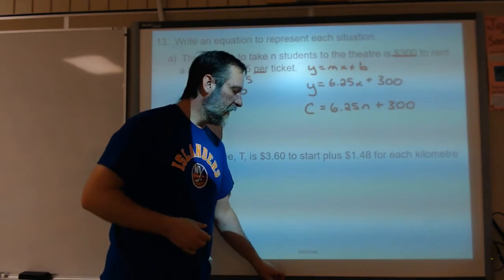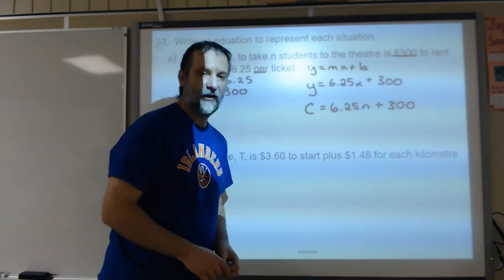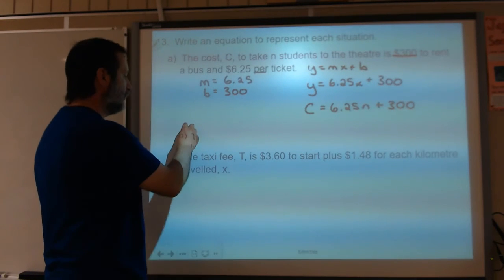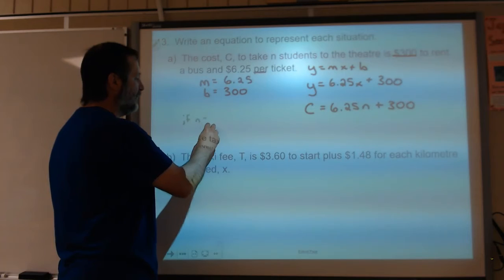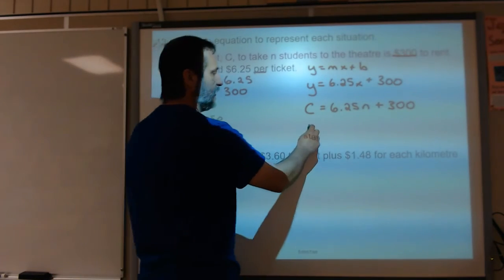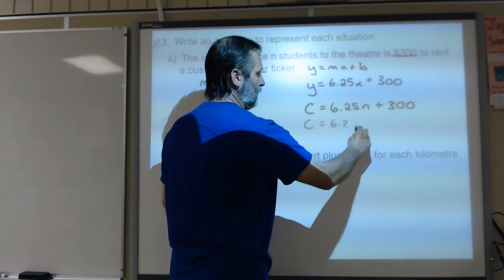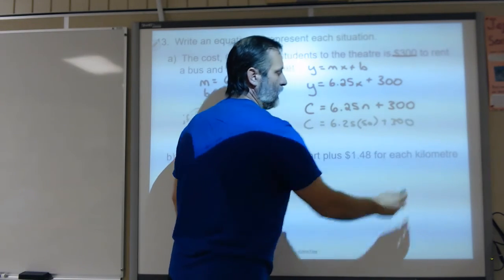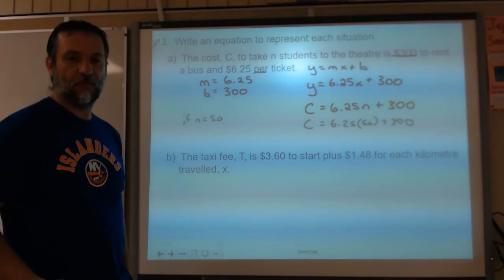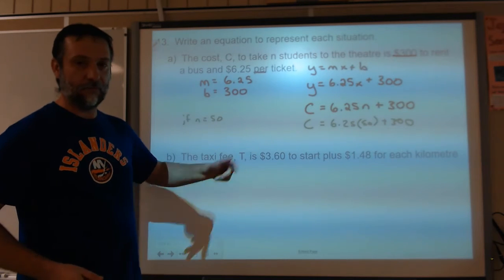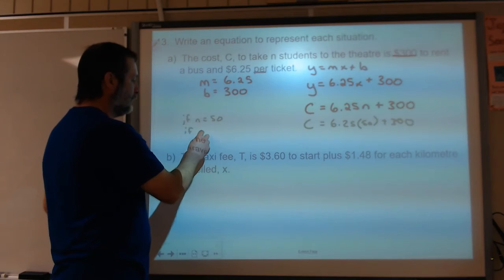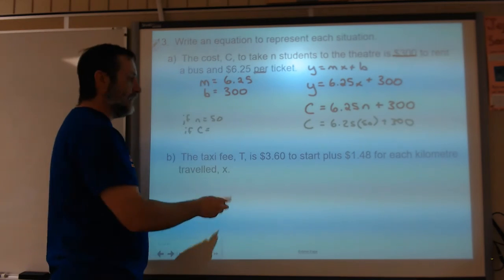Then later on, they can ask us questions. They can say, well, what would the cost be if there were 50 students, right? So if n = 50, we could plug this in for the cost with 6.25 times 50 students plus the 300. We can then solve the problem just by substituting in for n. If they give us another scenario, what if the total cost came out to $850?